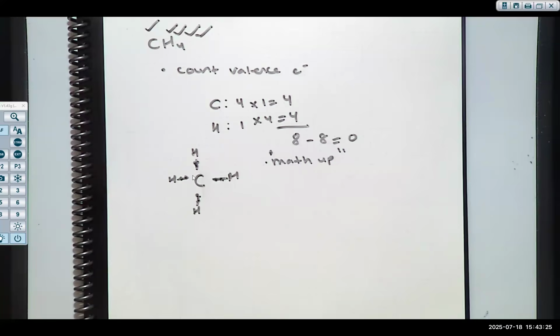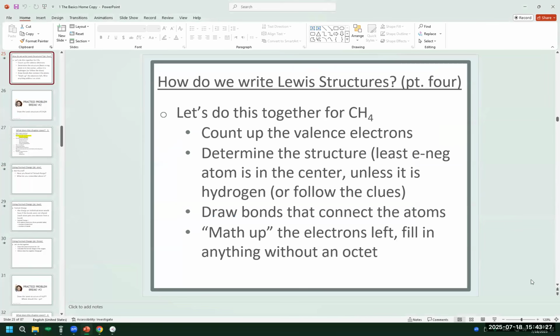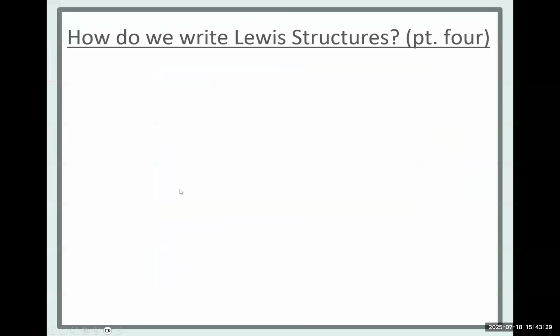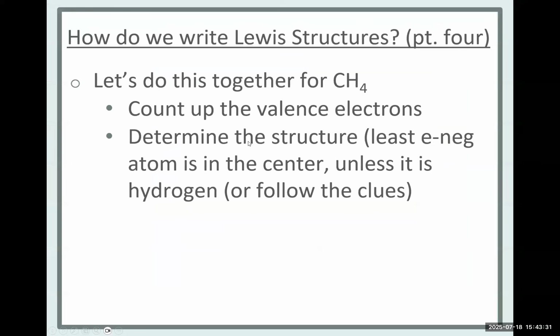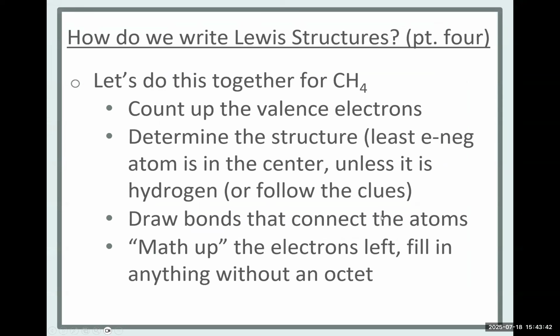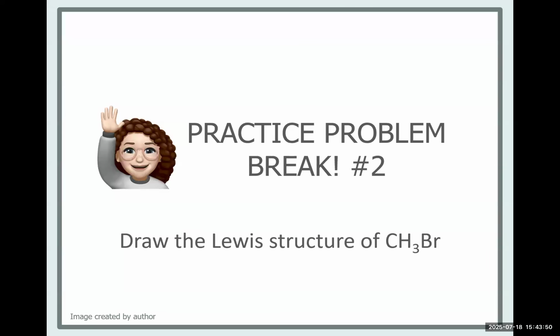Okay, so hopefully you remember that, but I'm going to go back over here to the order of things I do, which is I count up the valence electrons. We have 8 total. Then we determine the structure. The least electronegative atom is in the center unless it's hydrogen, or you can follow the clues. We'll talk about that in a little bit. We drew the bonds that connected the atoms together to make the carbon surrounded by 4 hydrogens, and then we counted up our electrons and made sure everything had a full octet.